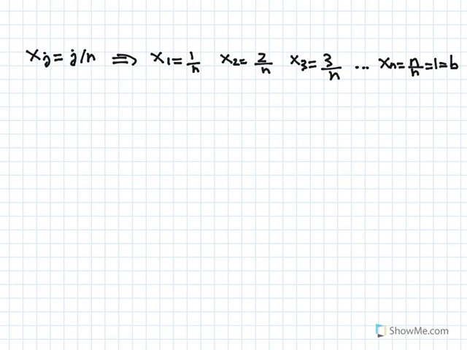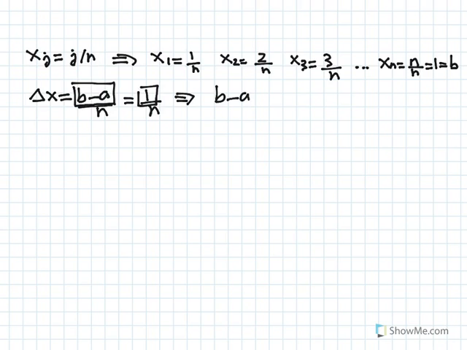That's the upper limit. Now, we know that delta x is b minus a over n, and that's equal to 1 over n. So what that means is that if we compare the numerators, b minus a, and compare that to the numerator 1, we get b minus a is equal to 1. But we already know that b is equal to 1. That implies that a is equal to 0. So now we know that xj is j over n.